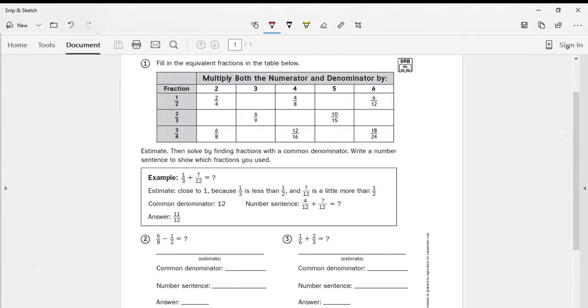When you talk about equivalent fractions, you need to remember that whatever you do to the numerator is exactly what you do to the denominator. So if I multiply by 2, 2 times 1 equals 2, and 2 times 2 equals 4.